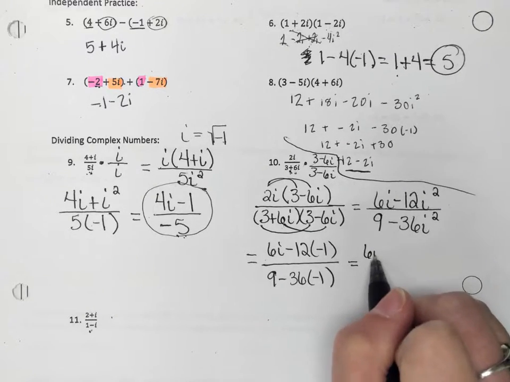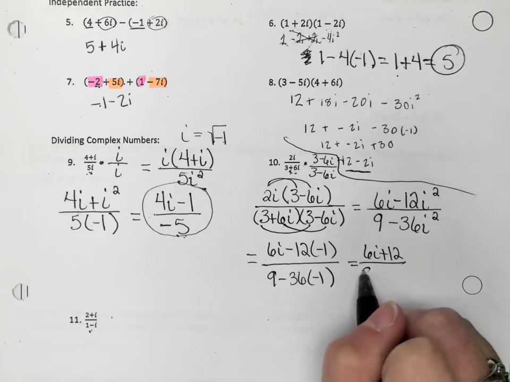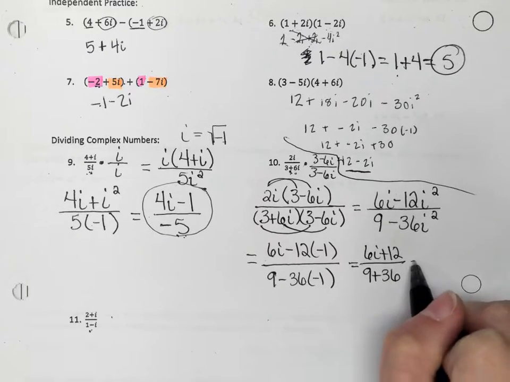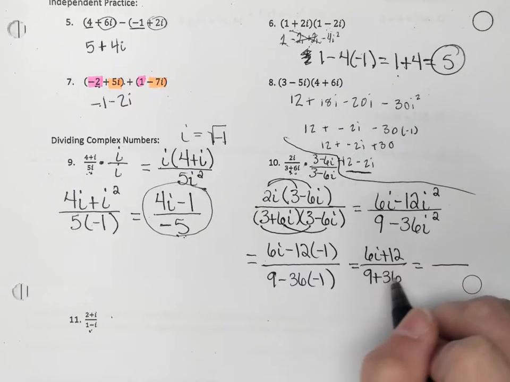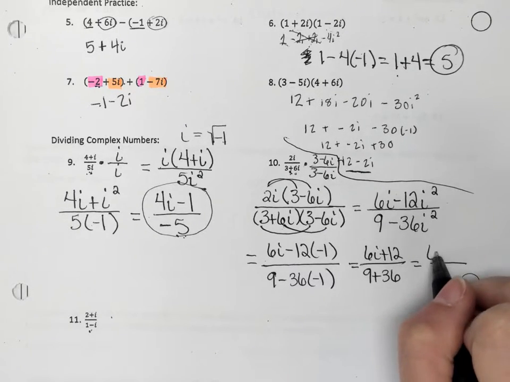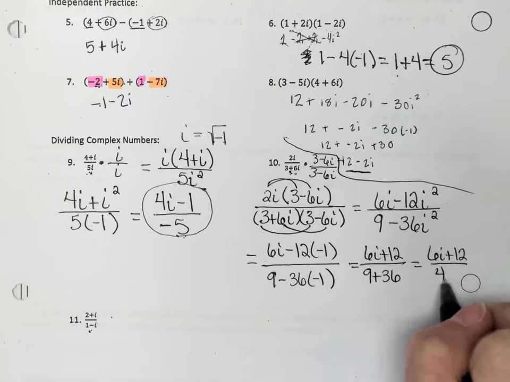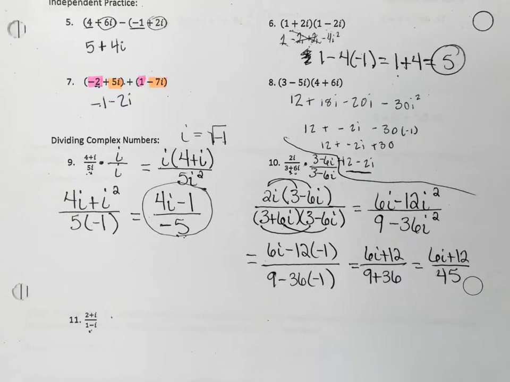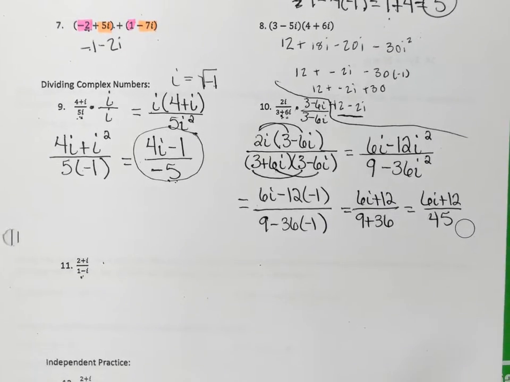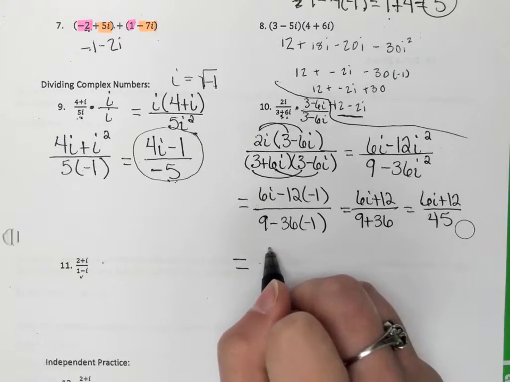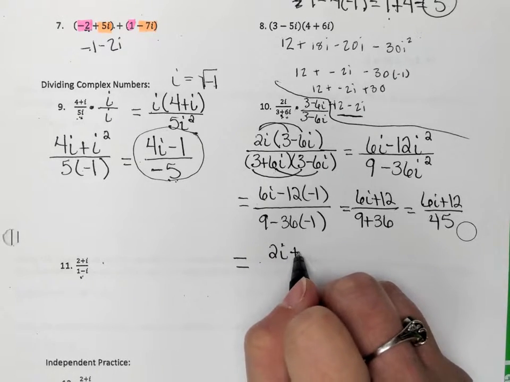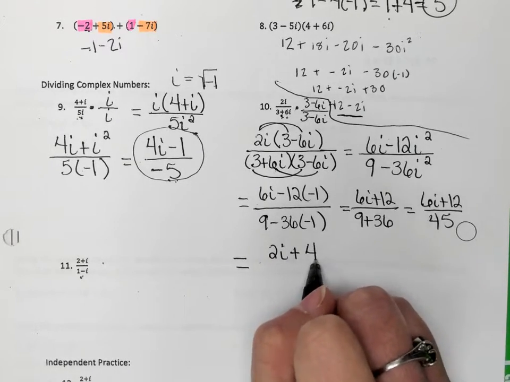Alright, so that's 6i plus 12 over 9 plus 36. And you could factor or not factor out. Well, what can I do on the bottom first? I'm going to add 9 and 36. How much is 9 plus 36? 45. You should reduce. And I can reduce all of those by what number? 3. All of them by 3. Yep. So what's 6 divided by 3? 2. 12 divided by 3 is 4.